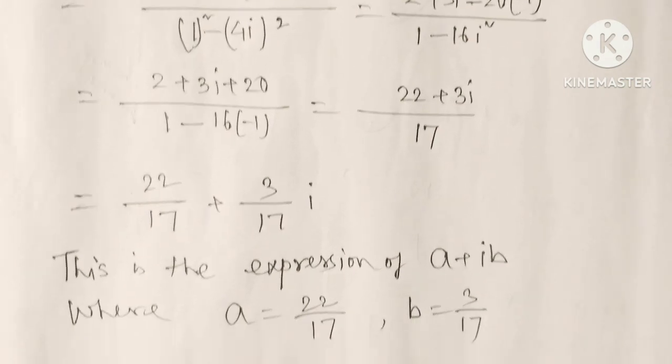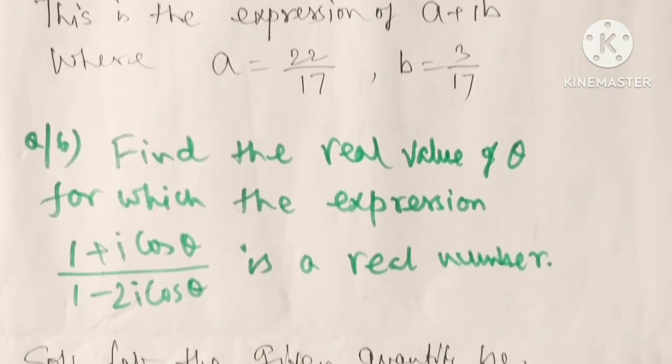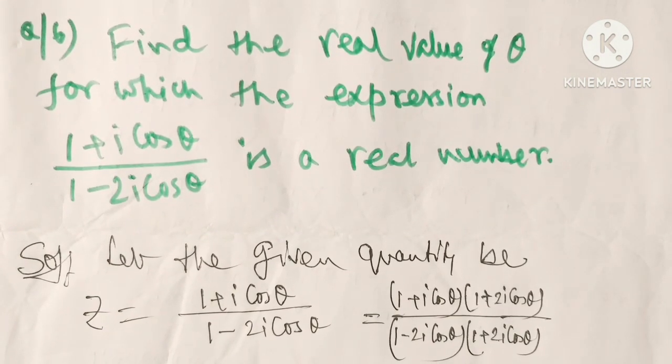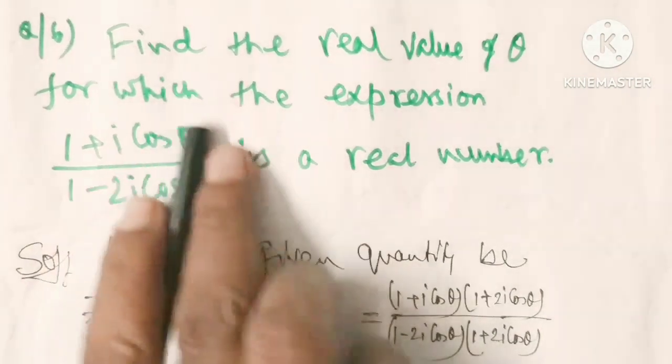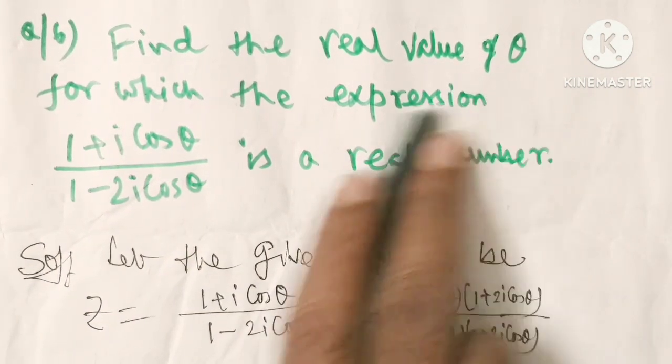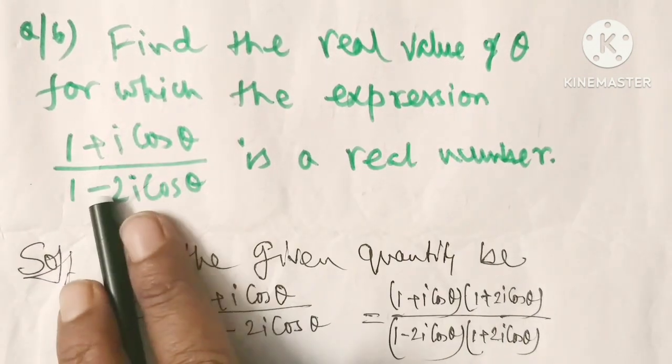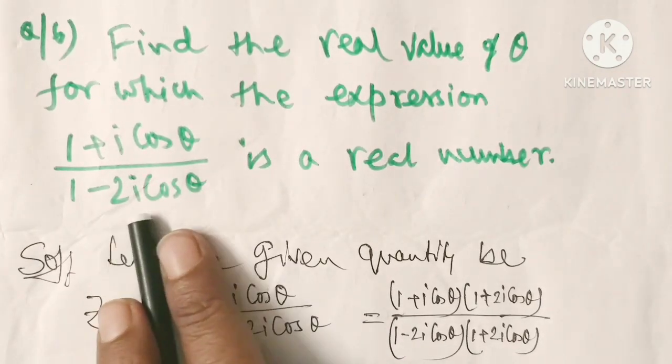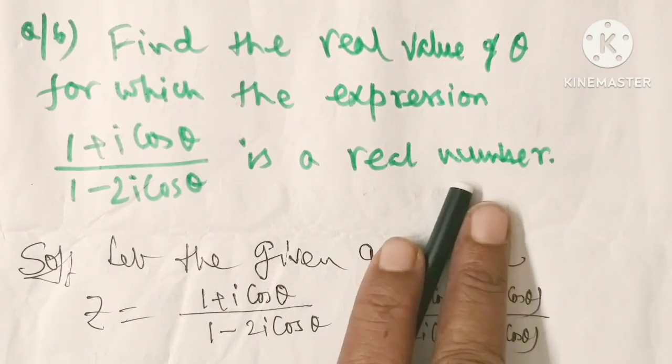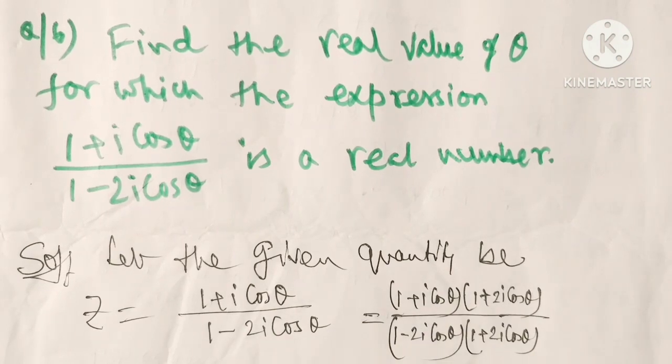Now we focus on question number 6. The problem number 6 is to some extent a different problem. Find the real value theta for which the expression (1 plus i cos theta) by (1 minus 2i cos theta) is a real number. Let the given quantity be z equals 1 plus i cos theta by 1 minus 2i cos theta. Multiply both numerator and denominator by 1 plus 2i cos theta.